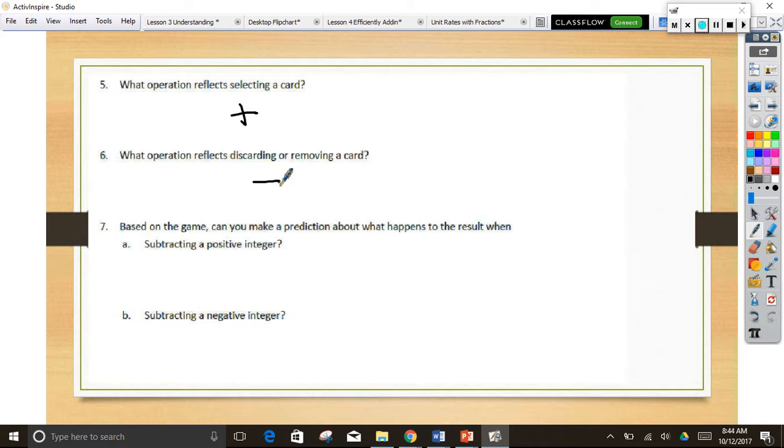Jake, what happens when you subtract or discard a positive integer? When you subtract a positive integer, what happens to the value? It gets smaller. It gets smaller, so it decreases. And then what happens if you subtract a negative integer, Elena? It increases. So subtracting a negative causes the value to increase. Okay.